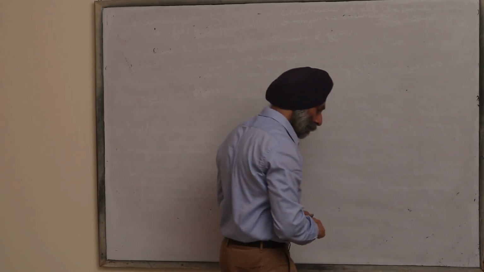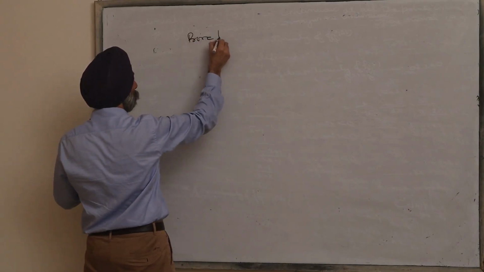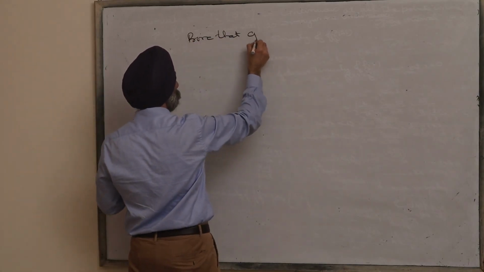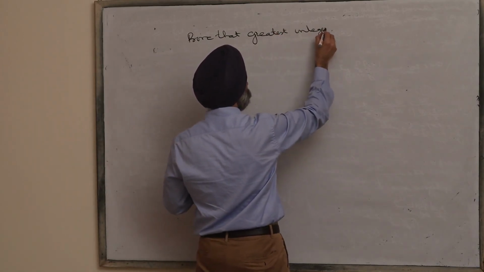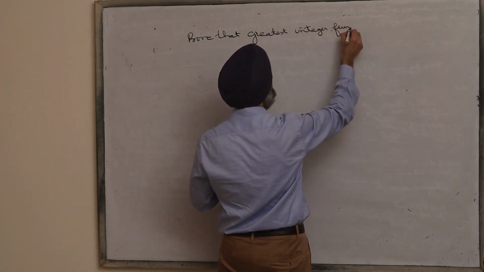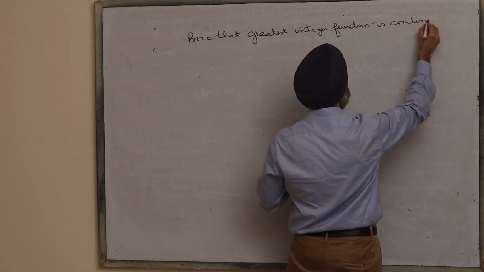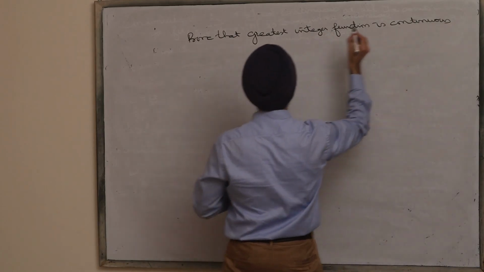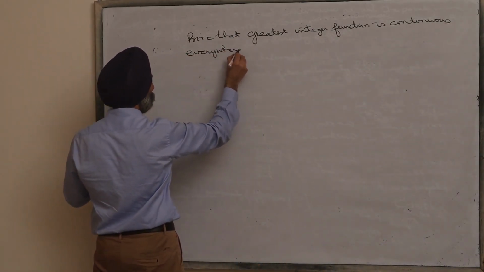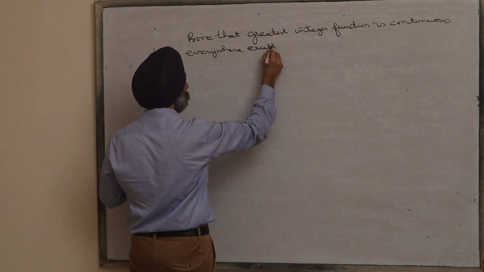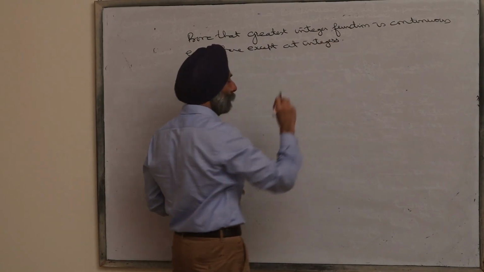Now next is, prove that the greatest integer function is continuous everywhere except at integers.